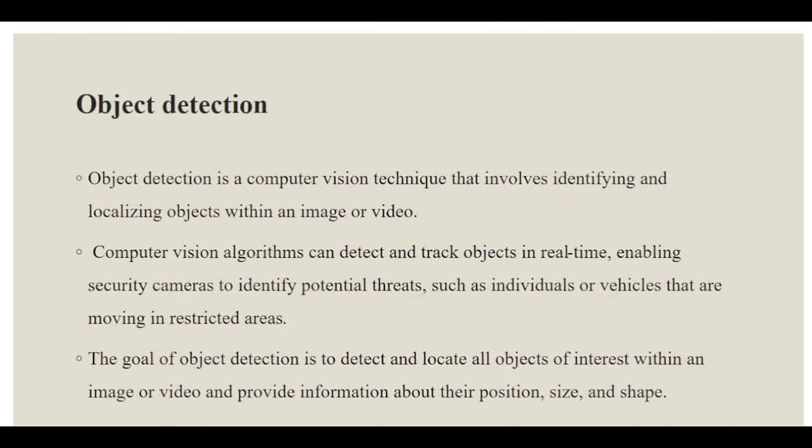Object detection. Computer vision algorithms can detect and track objects in real time, enabling security cameras to identify potential threats, such as individuals or vehicles that are moving in restricted areas. Object detection is a computer vision technique that involves identifying and localizing objects within an image or video. The goal is to detect and locate all objects of interest and provide information about their position, size, and shape.